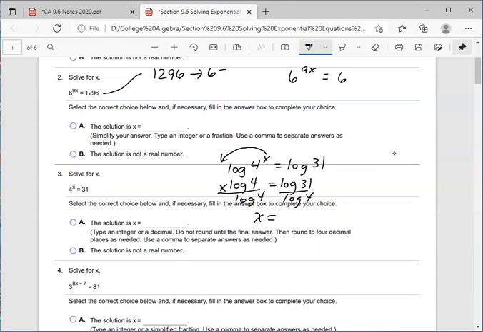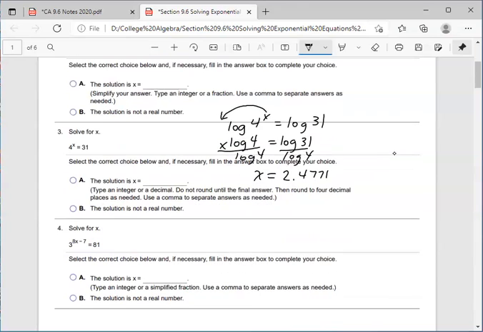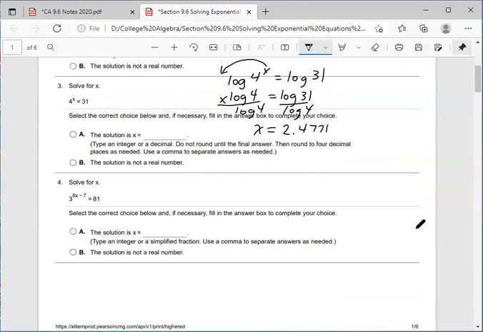So this is number 3. Coming up with 2.4771. Okay. Are y'all okay with that? So, I mean, we worked this type, this shouldn't be too difficult. These are not too bad.